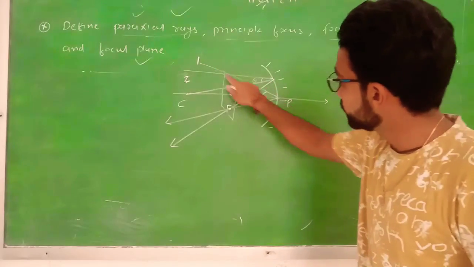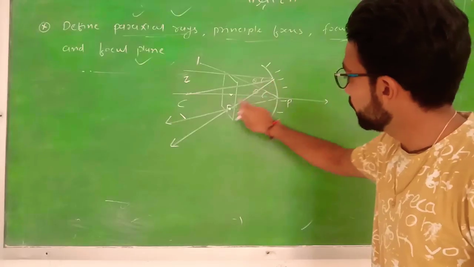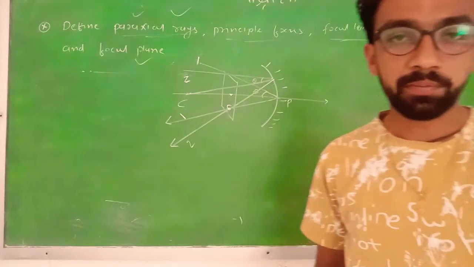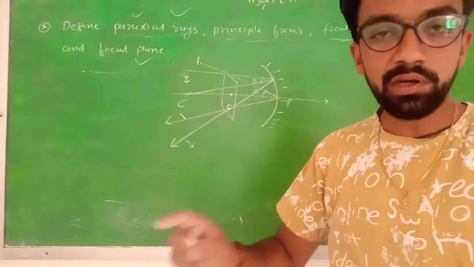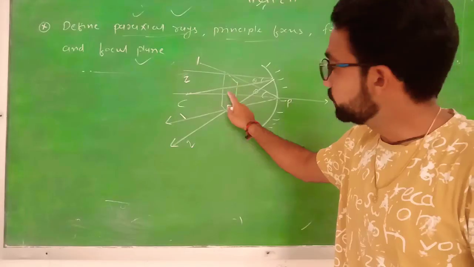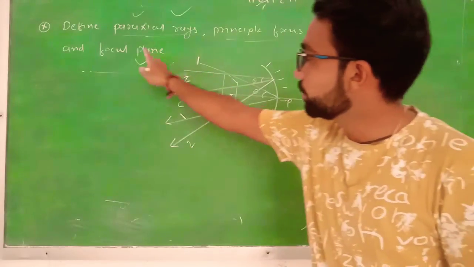Once again I repeat: when paraxial rays are incident on a mirror, after the reflection these two rays, this is the first one and this is the second ray, both pass through the same point, and that point lies on this plane. This plane is passing through the principal focus, so this plane is known as the focal plane.